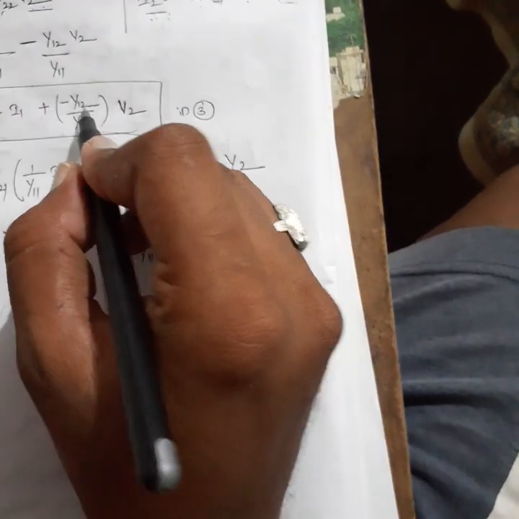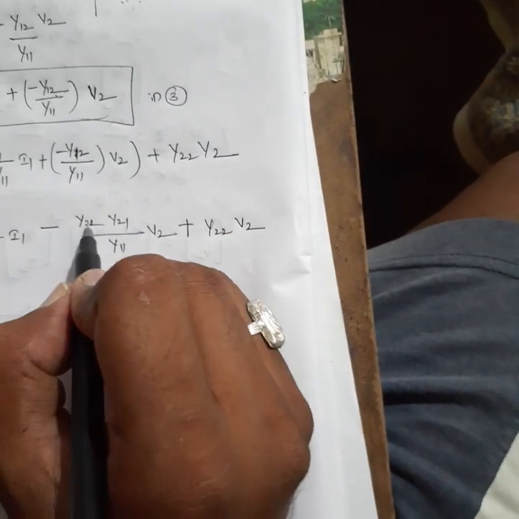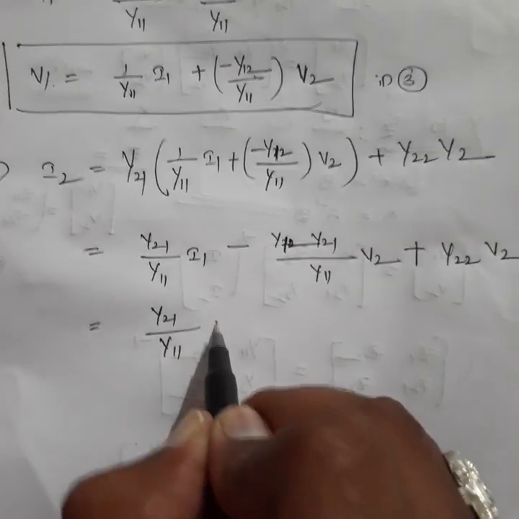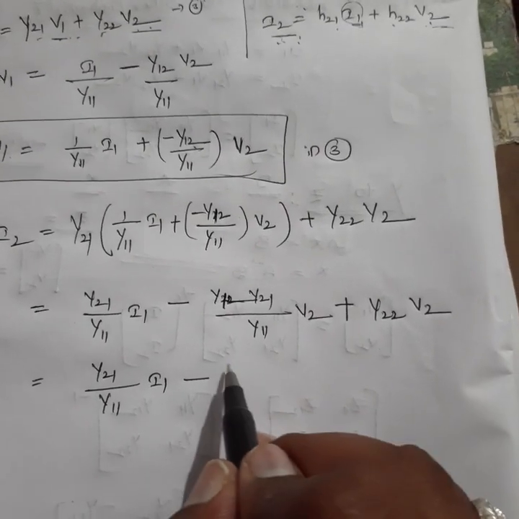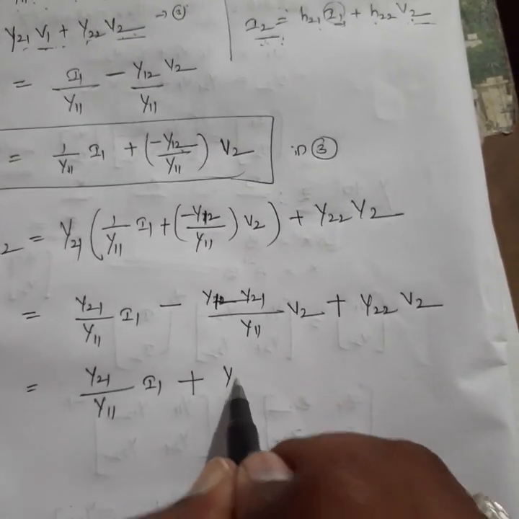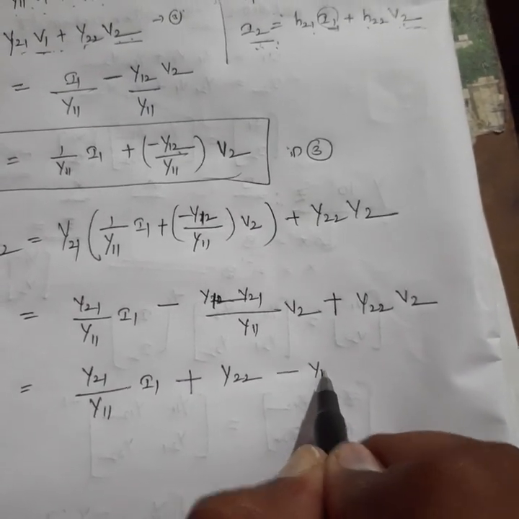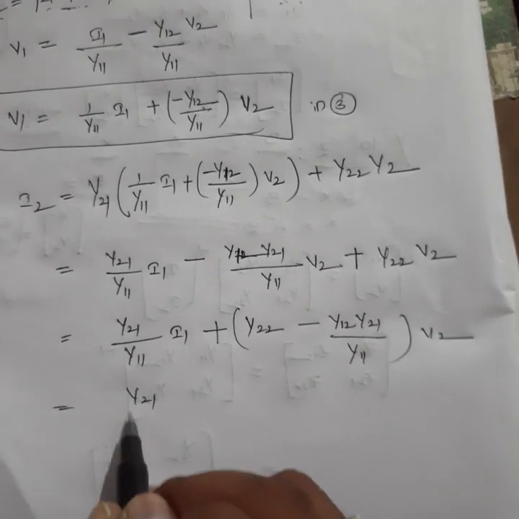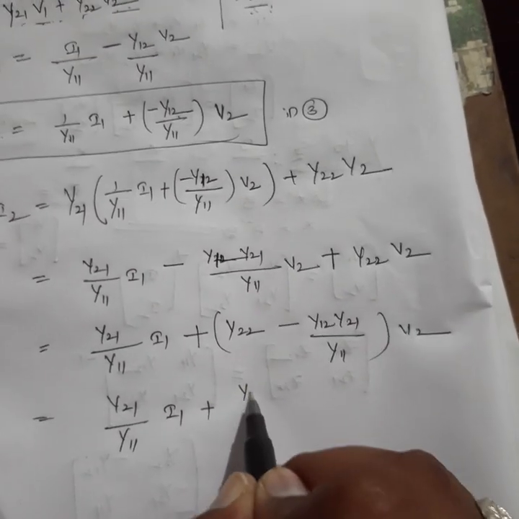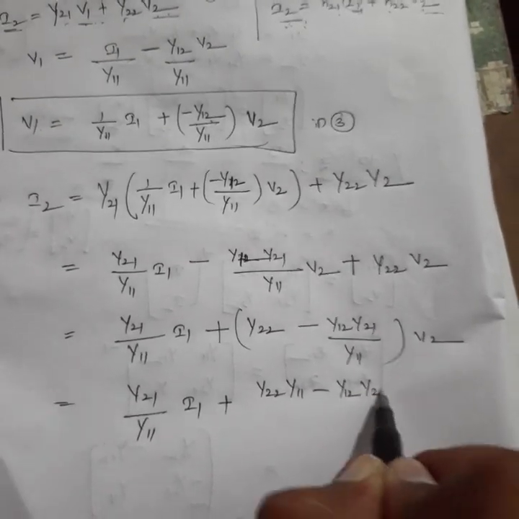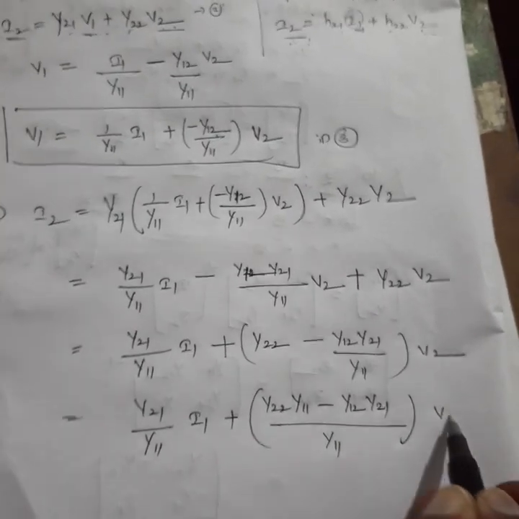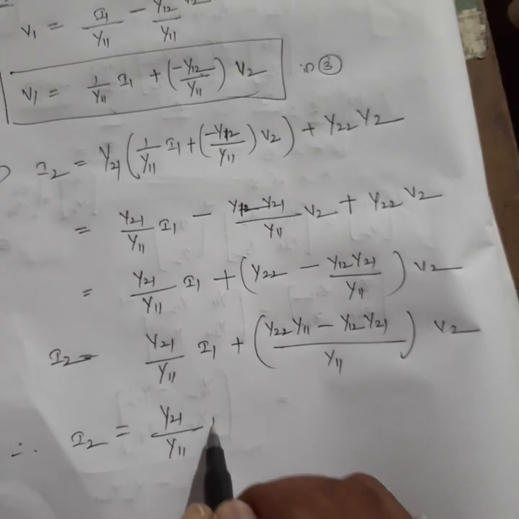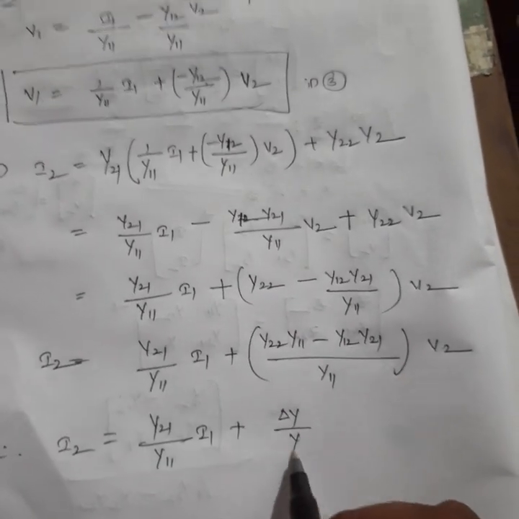Taking the common terms, Y21 by Y11 I1 plus Y22 minus Y12 Y21 by Y11 of V2. That is Y21 by Y11 I1 plus Y11 Y22 minus Y12 Y21 by Y11 into V2. This is I2. Therefore I2 is written as Y21 by Y11 I1 plus delta Y by Y11 V2.